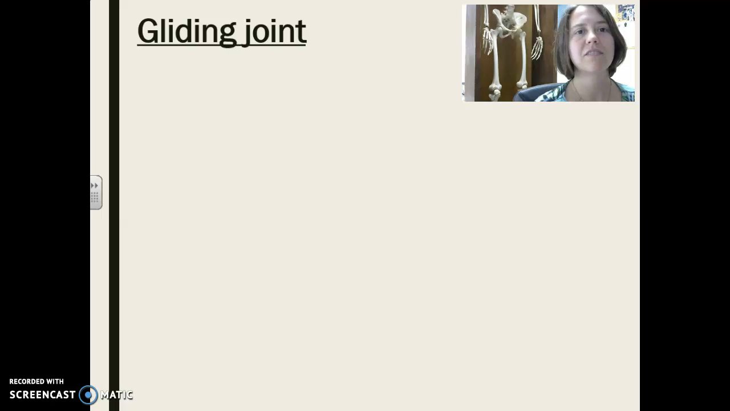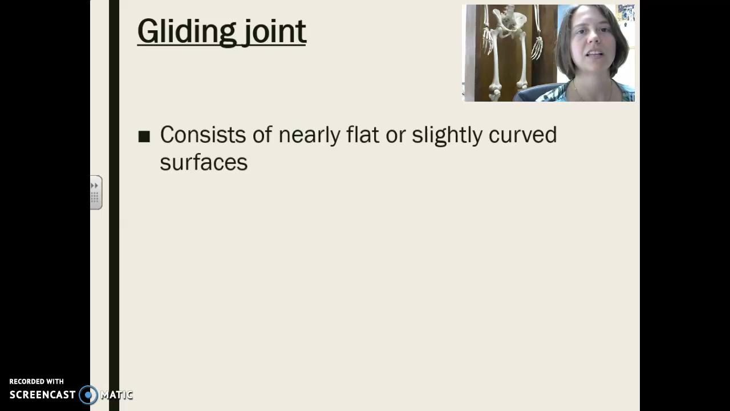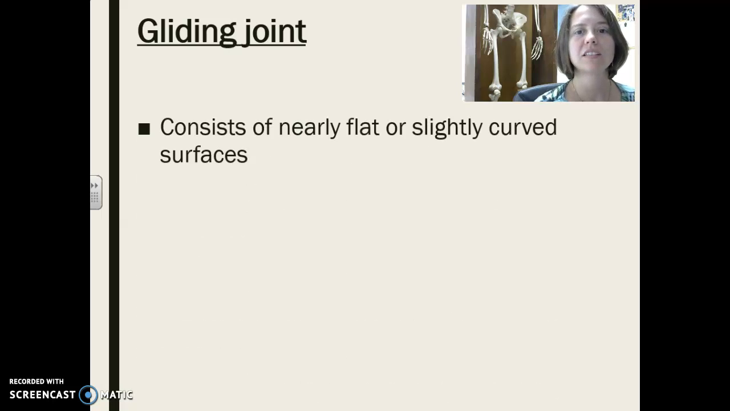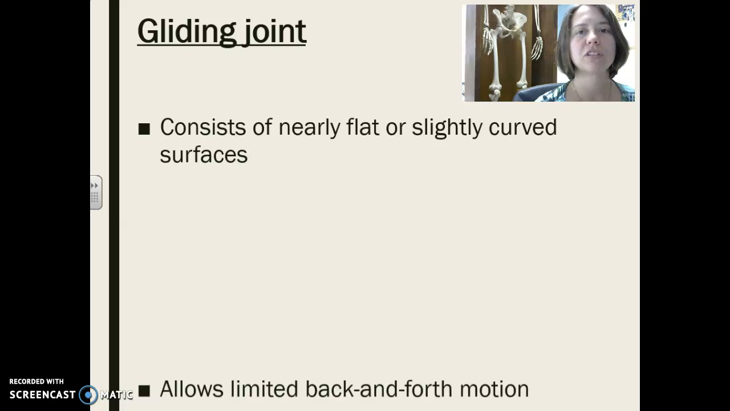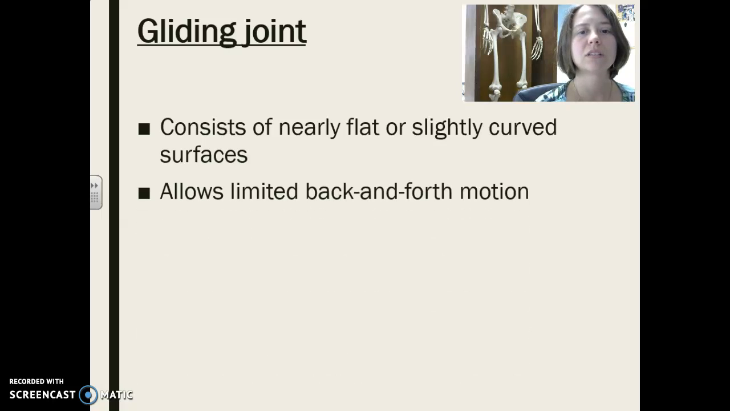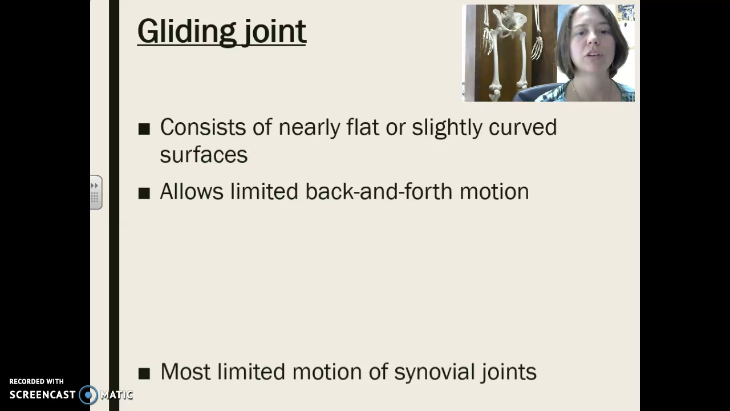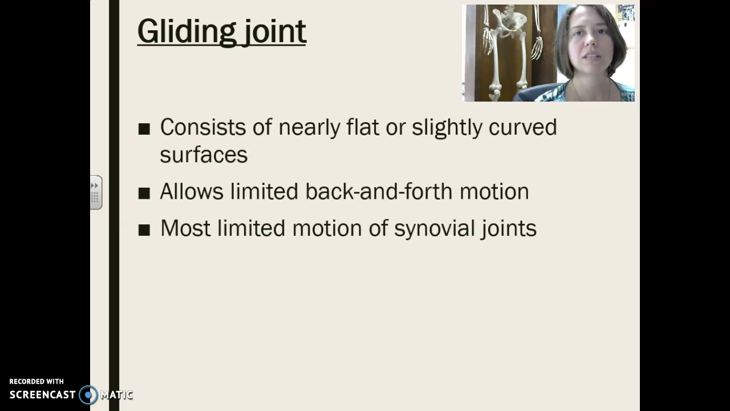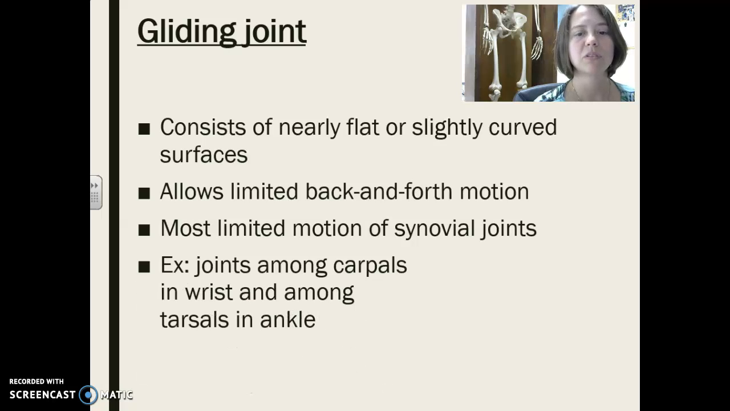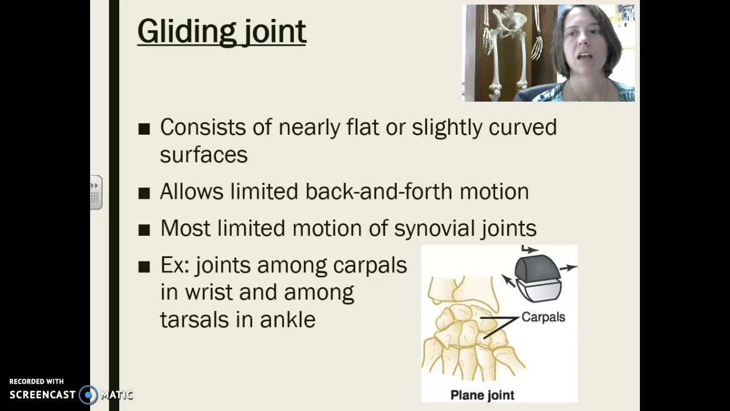Okay, the sixth and final type of synovial joint is the gliding joint. And this consists of nearly flat or slightly curved surfaces. And it allows limited back and forth motion. This is the most limited motion of the synovial joints. Some examples are the joints among the carpals in the wrist and the joints among the tarsals in the ankle. As you can see, a lot of these bones have flat or nearly flat or slightly curved surfaces.